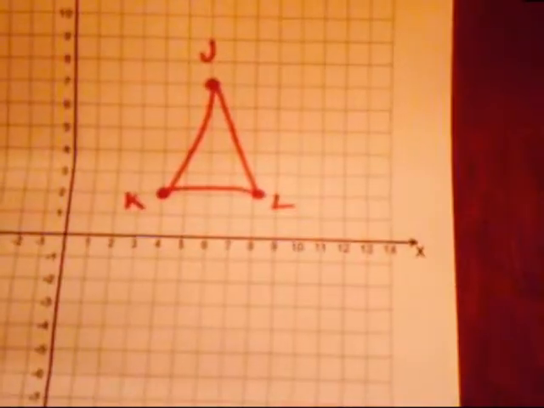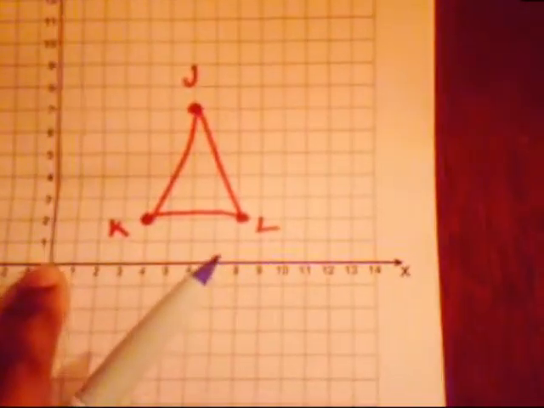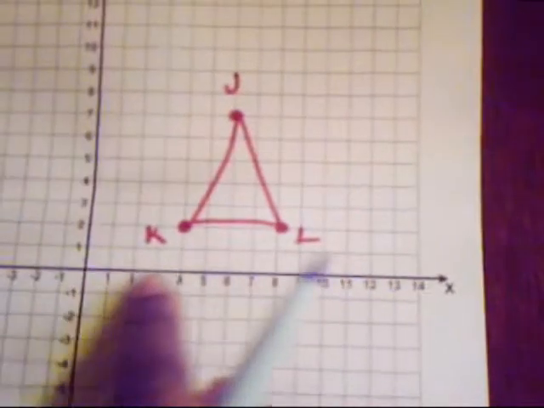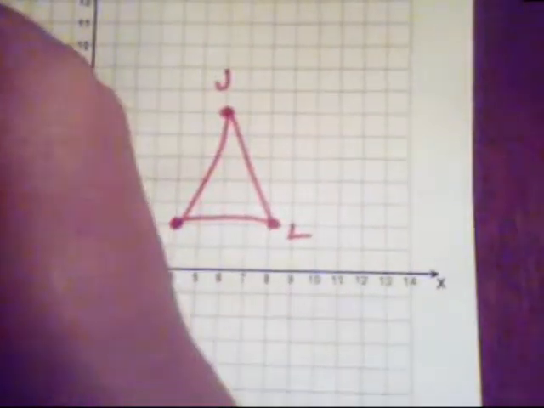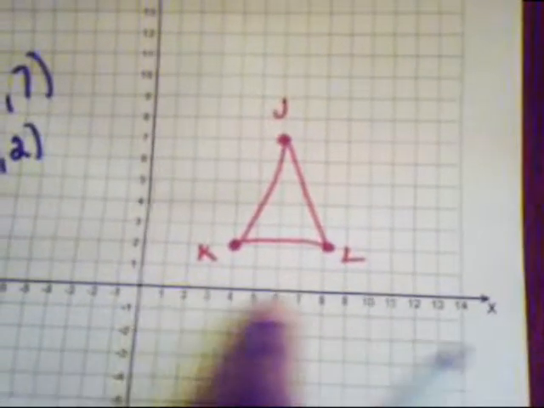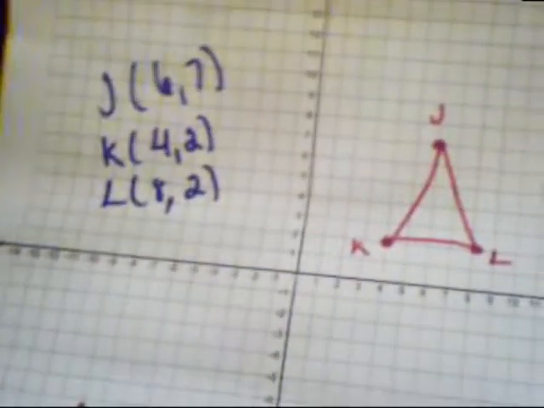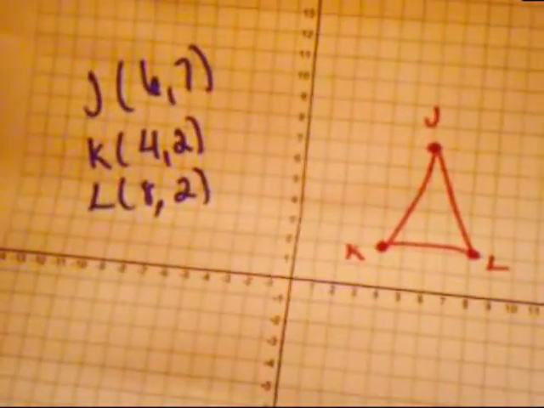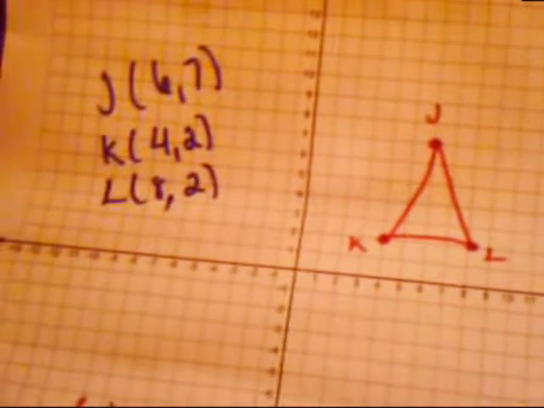Okay, so let's name coordinates for J. J is at 6, 7. K is at 4, 2. And where's L? At 8, 2. What I'm going to do, guys, is take the scale factor and apply it to each x and each y and then graph what J prime, K prime, L prime should look like.